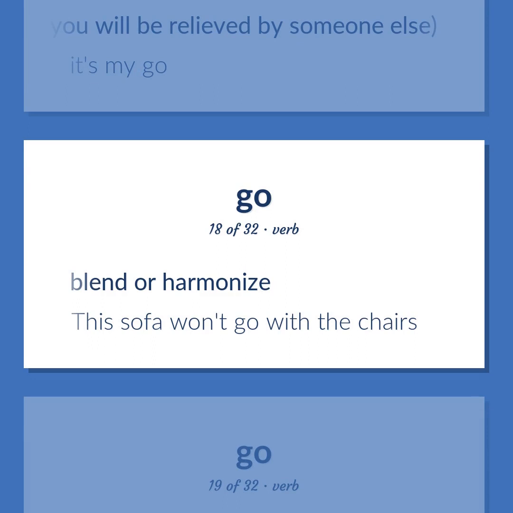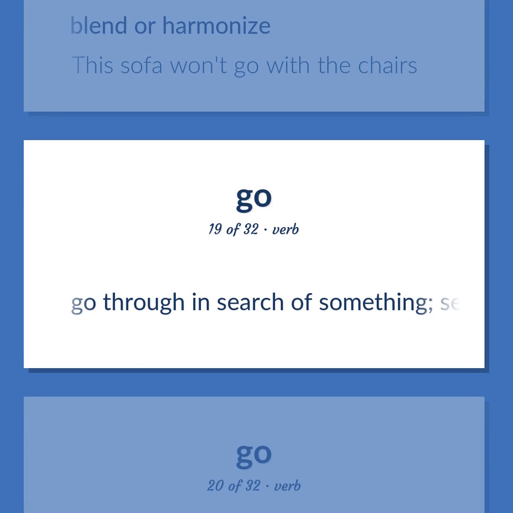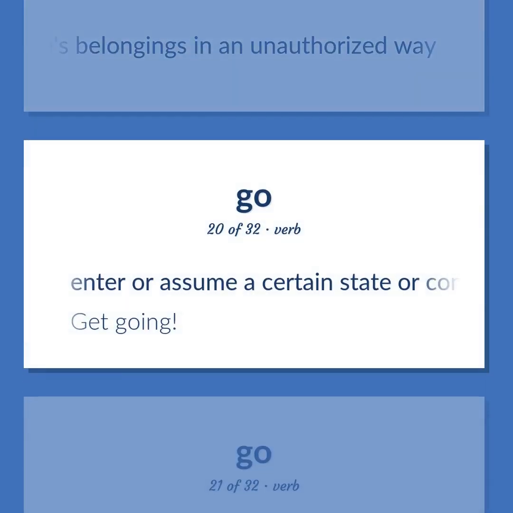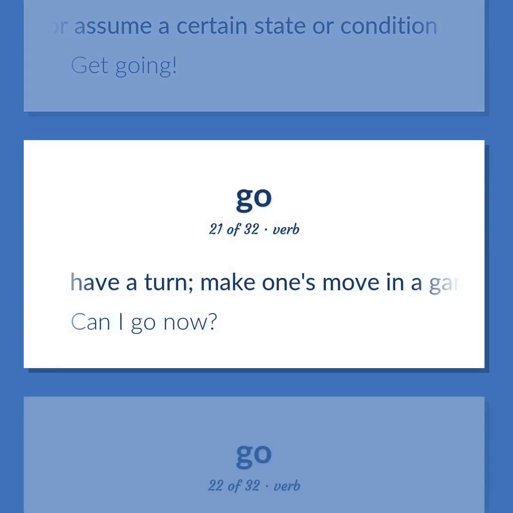Blend or harmonize. This sofa won't go with the chairs. Go through in search of something. Search through someone's belongings in an unauthorized way. Enter or assume a certain state or condition. Get going. Have a turn. Make one's move in a game. Can I go now?